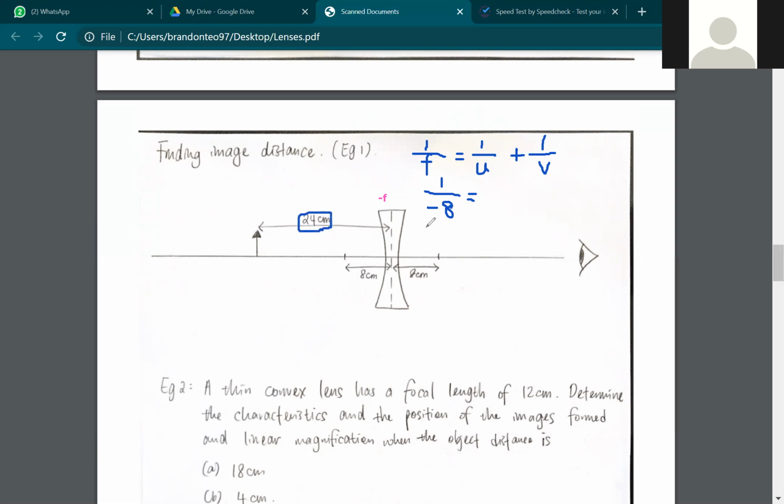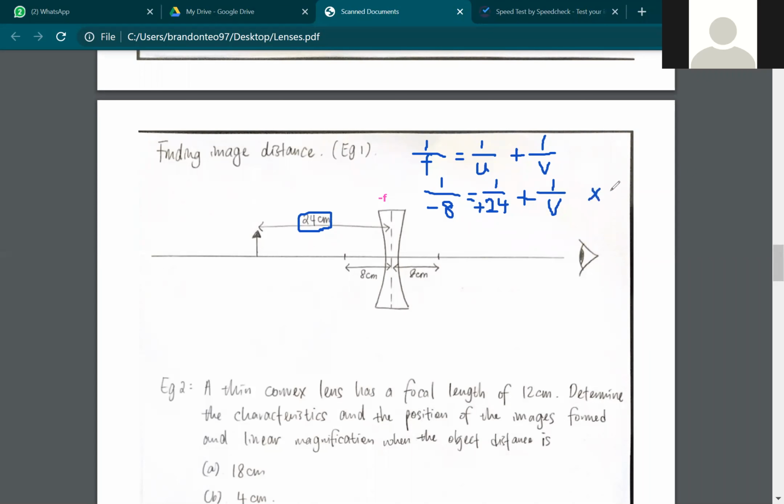And what happens to the sign? It is always positive. So 1 over 24. This I write positive 24. 1 over positive 24 plus 1 over V. I don't know the V yet. So now you find V. I'm going to take this.